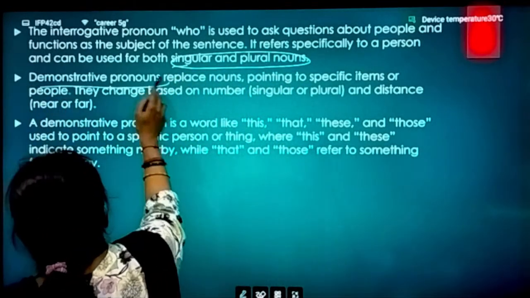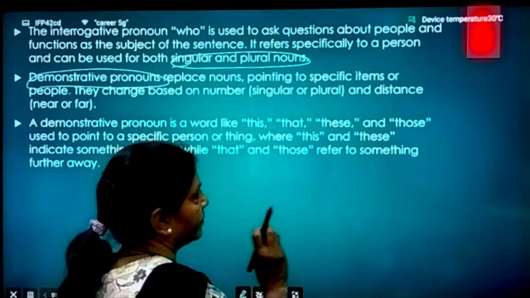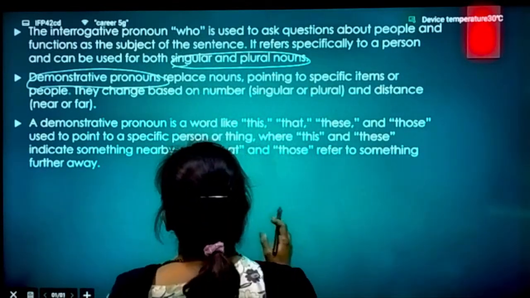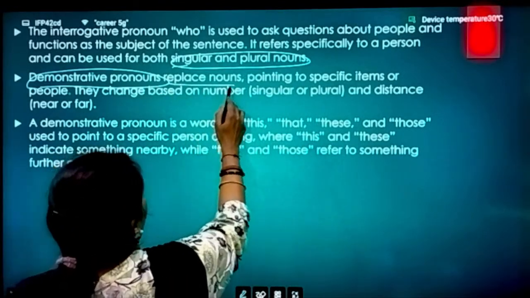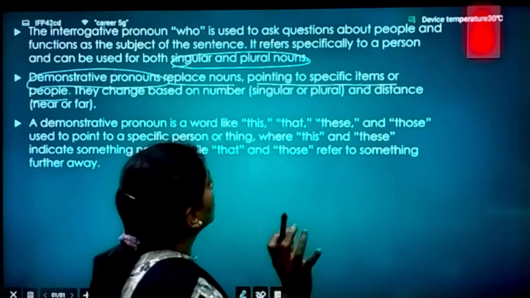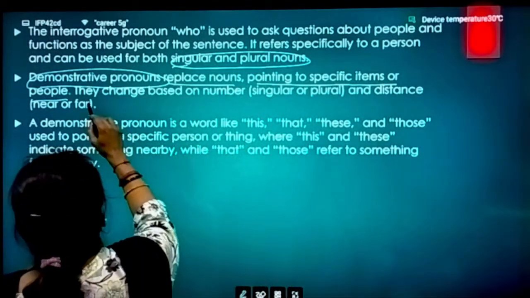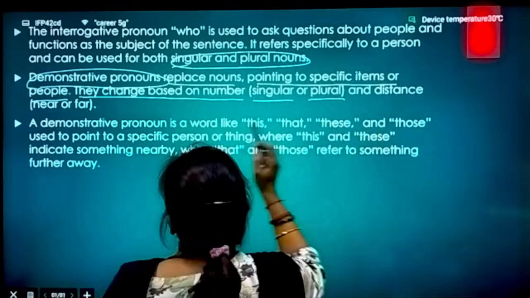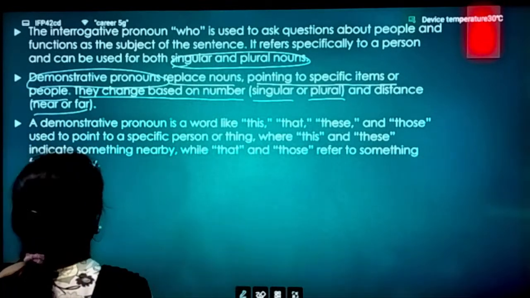So demonstrative pronouns. What does that mean? Something which is demonstrating, which is an example, a demonstrative object, replaces a noun and points to specific items or people. They are referring to some people or specific items. It could be a thing, a place or a person. They change based on number, singular or plural, and distance, near or far. So that is a demonstrative pronoun.